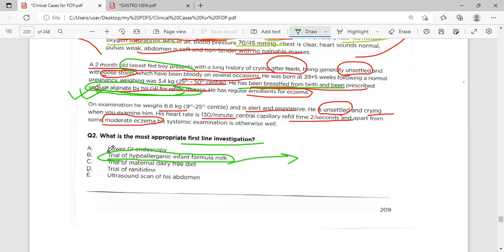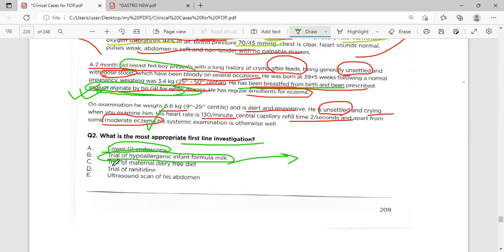Okay. Why not lower GI endoscopy? This is basically not a GIT problem. We would consider it if there was no history of eczema. The eczema is changing the entire thing for us. If there was no history of eczema, we would think that, okay, there is some pathology in the GIT that is causing bleeding. This is not a case of GIT pathology.